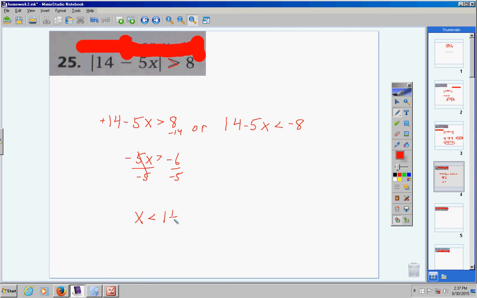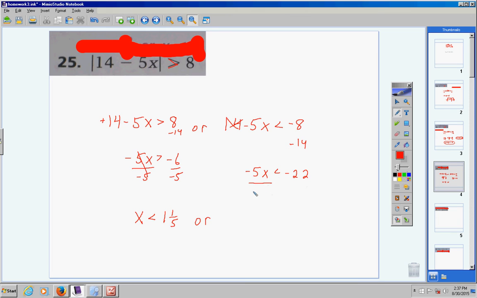You're welcome to put 6/5. I'm going to put 1 and 1/5. Either way is fine, or you can put 1.2. Okay, over here, bring your positive 14 over, and when you bring it over, it becomes a negative 14. Alright, so you're left with negative 5x is less than negative 22.